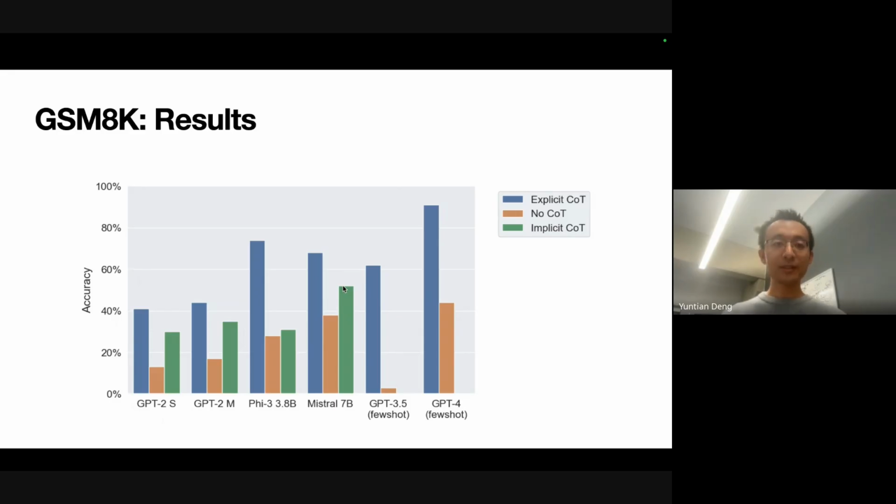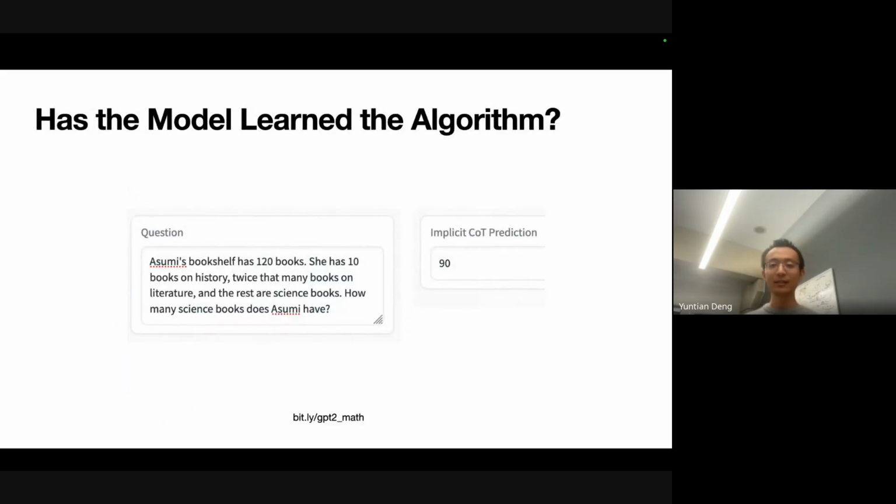So one really interesting thing that I was very concerned about when I was running these experiments is that I wonder if the model actually learned how to do reasoning, or is just overfitting to the training data set. In order to test that, let's look at our running example, this bookshelf example, where this person has 120 books, 10 books on history, twice that many books on literature, and how many books are left. First of all, obviously, our model is able to get this answer correctly.